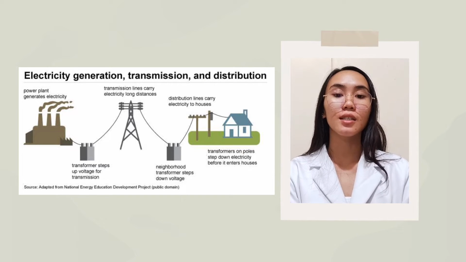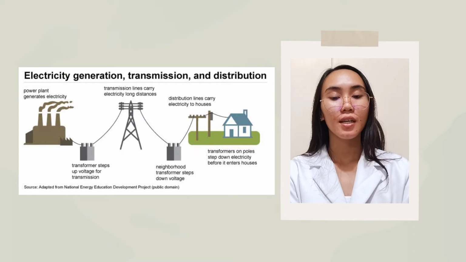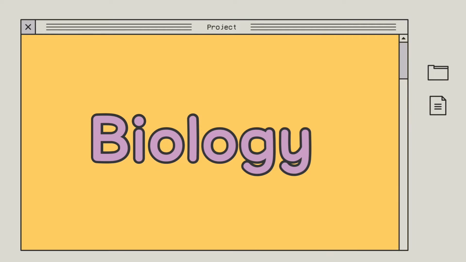Then the energy is carried via a transformer, where it controls voltage levels, and next is dissemination of energy via distribution lines to every home, which powers daily appliances. Biology.